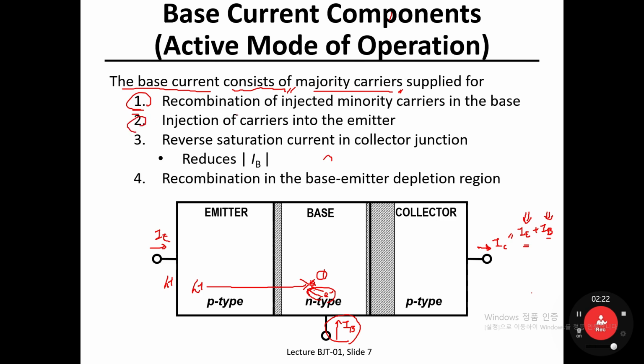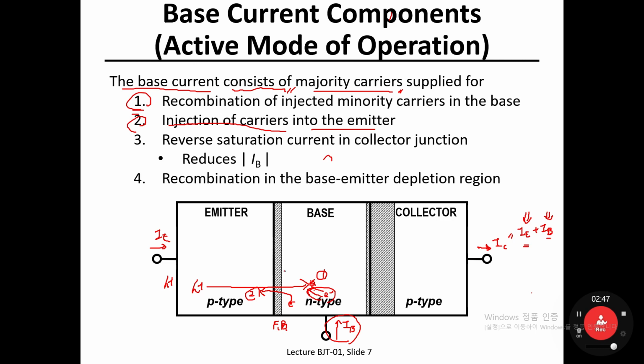The second component of the base current is the injection of carriers into the emitter. Since this is a forward biased junction, many electrons would be injected into the emitter side. So this injection of electrons into the emitter would be another part of the base current.